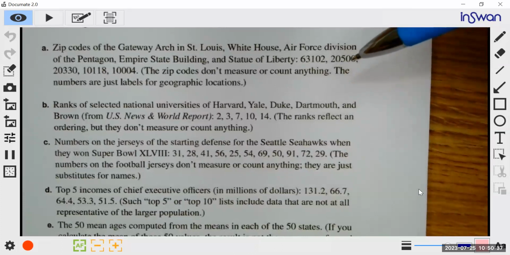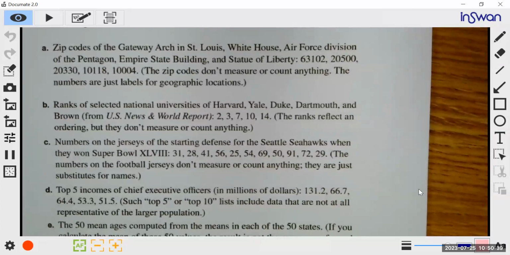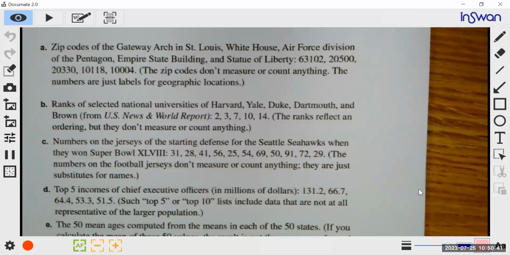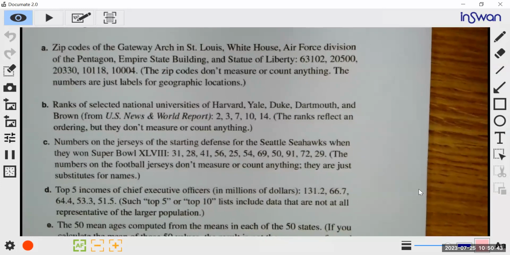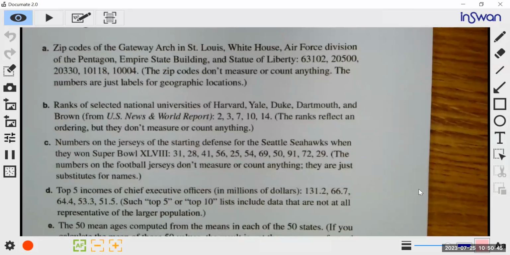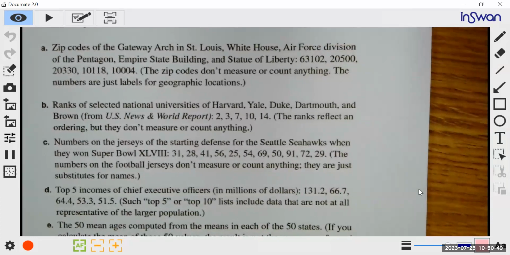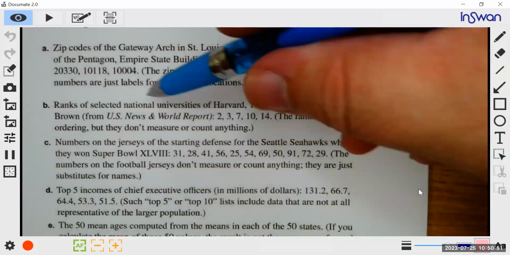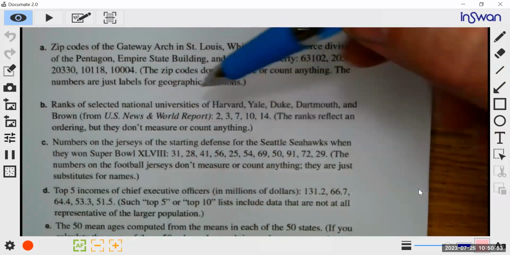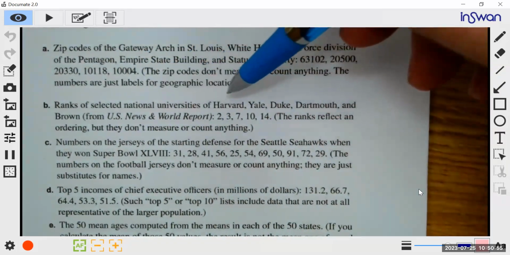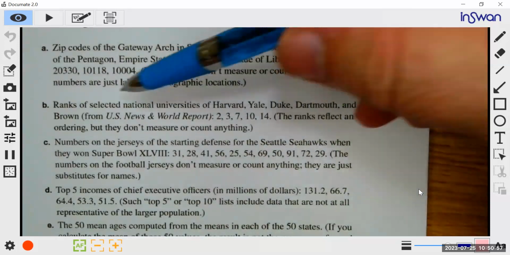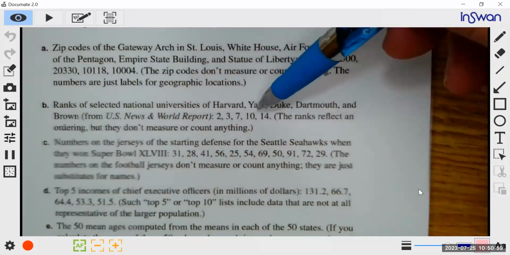They're zip codes. You can't. They're not quantitative. They're qualitative data. So you cannot find the mean or median. You can find the mode. You see which zip code occurs the most, but you can't find the median. You can't do that.